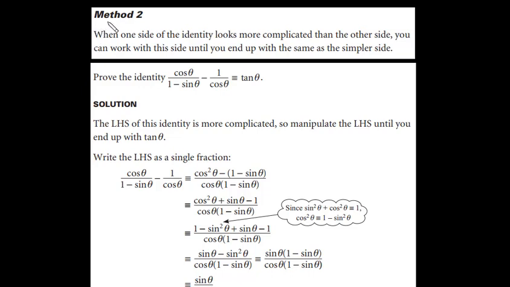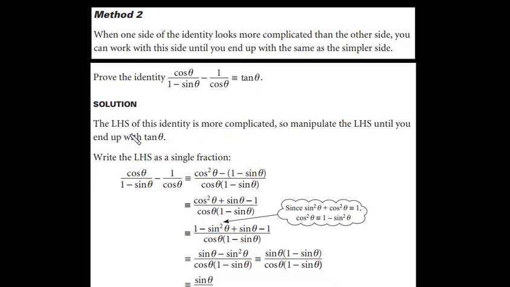Now we will look at the second method. When one side of the identity looks more complicated than the other side, you can work with that side until you end up with the simpler side. Prove the identity: cos theta over 1 minus sin theta minus 1 over cos theta is equivalent to tan theta. When you look at it, the left side is much more complicated and the right side is only one term. So you can work on the left side until we get the right side.